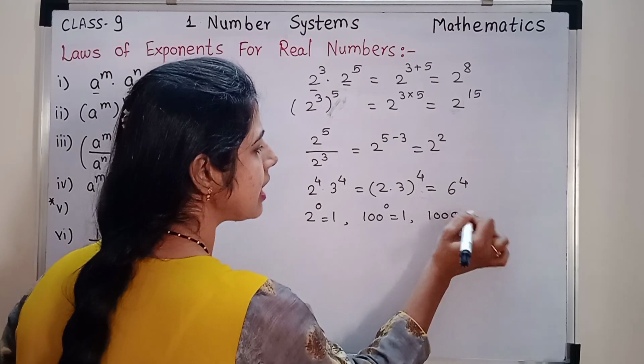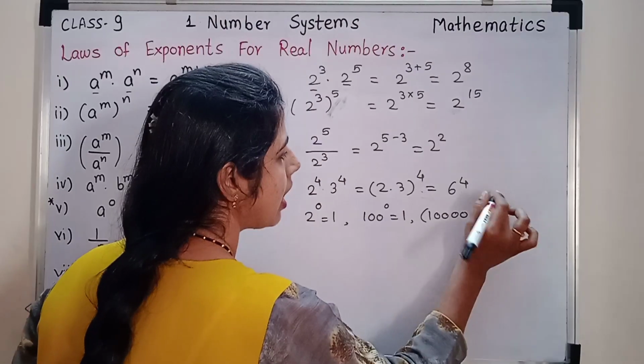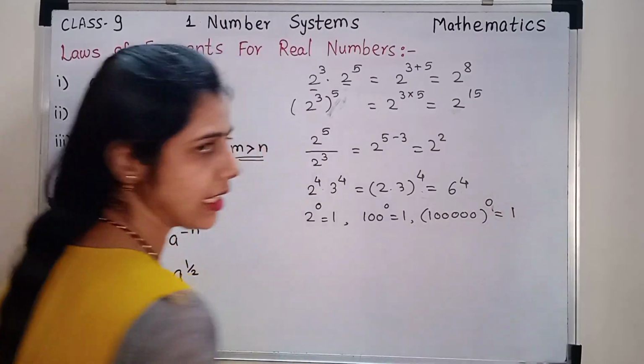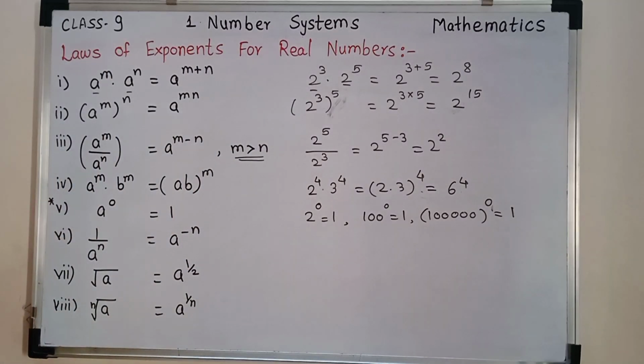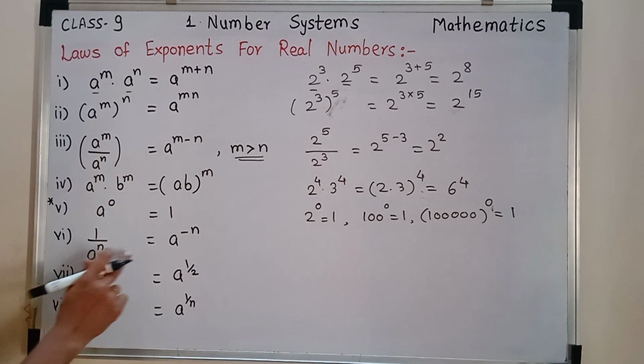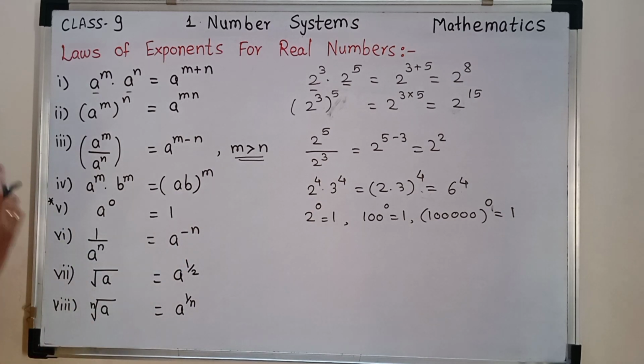1 lakh raised to 0, again the answer is 1. Yes, कोई भी कितना भी बड़ा नंबर हो उसका अगर हम पावर जीरो लेंगे always we get the answer as 1. Now using this one, अगर डिनोमिनेटर में कोई पावर है अगर उसको न्यूमरेटर में लेके आते हैं so sign of the power will get changed.